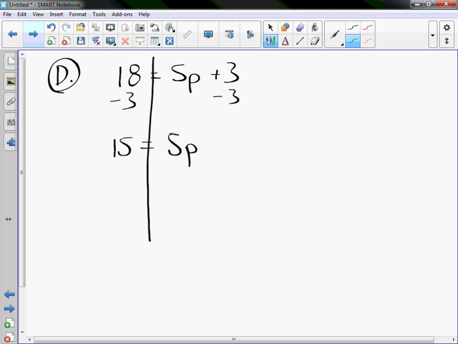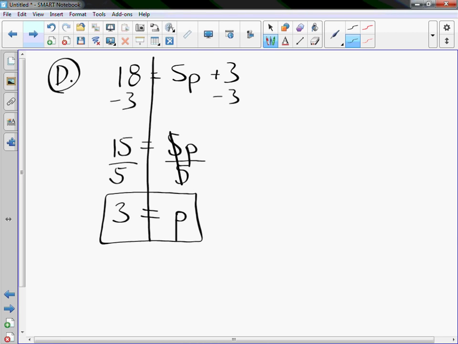Okay, and now to get rid of the coefficient on the p, which is 5, we need to divide by 5 on both sides. This coefficient is a number multiplied by a variable. Okay, that's the number that leads the variable there, and it's 5 times p, so we divide by 5 to cancel those and leave us with p equals 15 divided by 5 is 3. Okay, and that's an acceptable way to write your answer because it is true both directions. 3 is equal to p, which means p must be equal to 3.